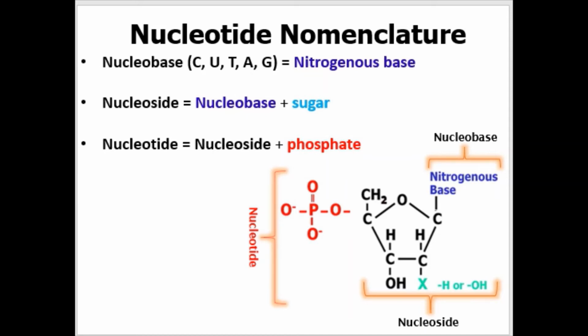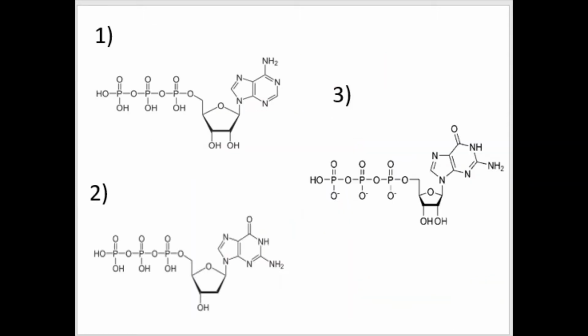We'll look at a few examples now just to make sure that it makes sense, and it really starts to make sense after we've done a few examples. So what do you think the name of the nucleotide numbered 1 would be? Just pause the video and have a think.